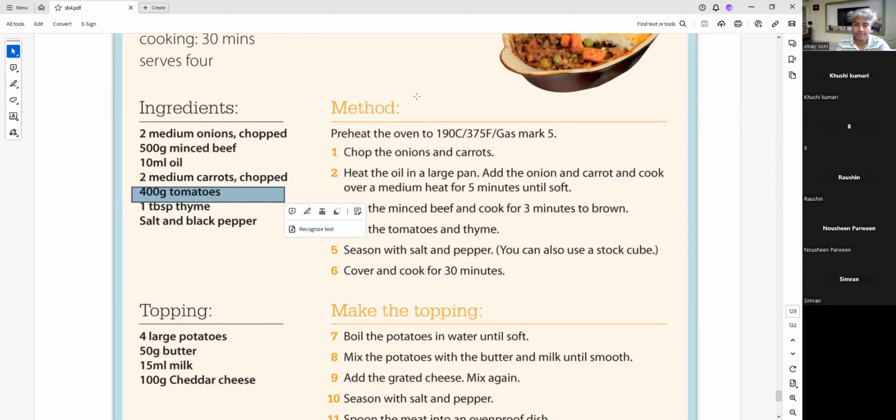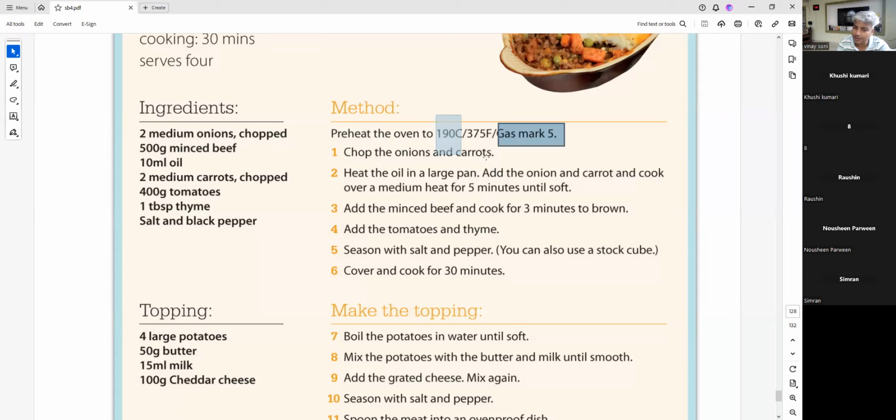Let's learn the method. Preheat the oven. See, starting with the verb, preheat the oven. Oven को गर्म करिए. Preheat the oven means before you put the food, you're heating. That's why it is called preheat. Normally, you give fuel, flames when you have the food on the flames. But here, preheat the oven. First you need to preheat the oven to 190 degrees centigrade or 375 degrees Fahrenheit or gas mark 5.